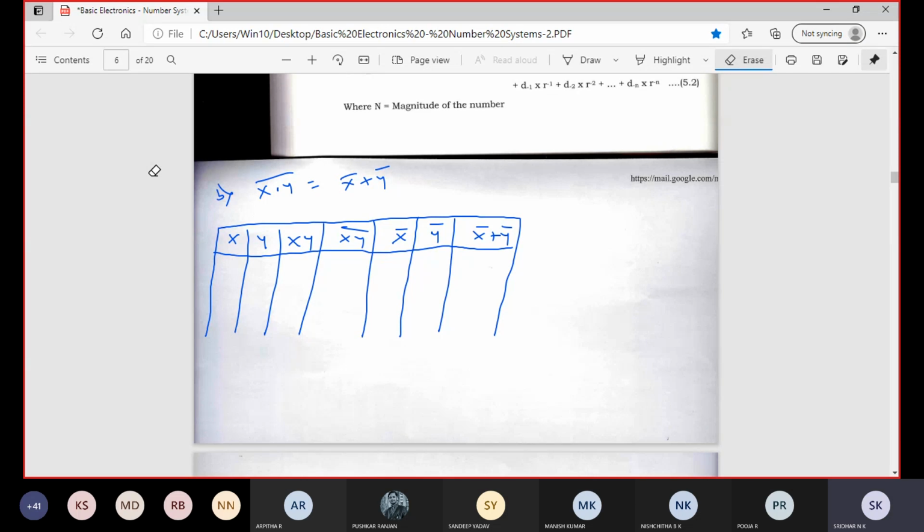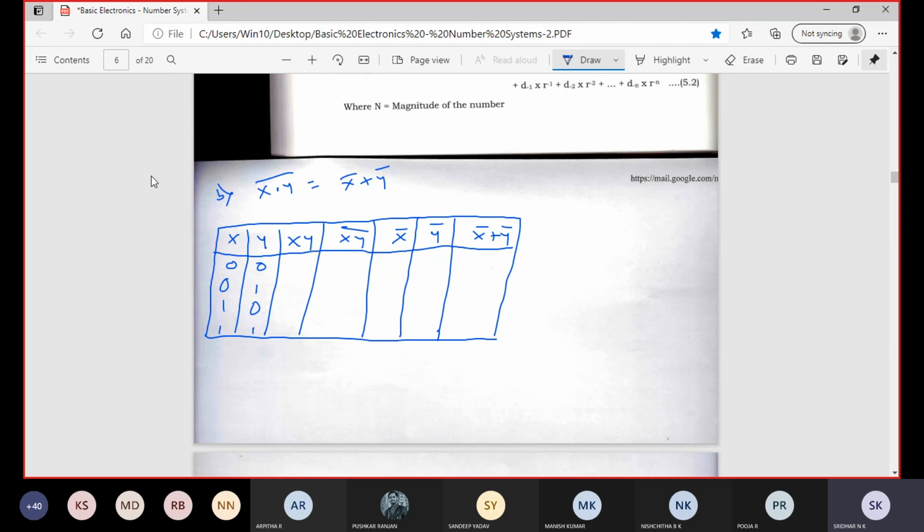So there are two variables. How many combinations will we get? 4. So which are those? 0 0, 0 1, 1 0, and 1 1. Good. So these are the 4 combinations that we'll get.